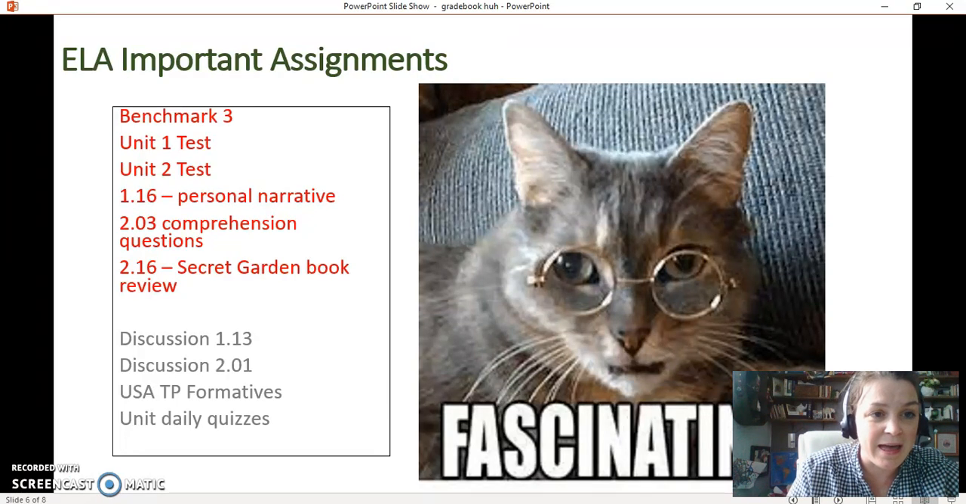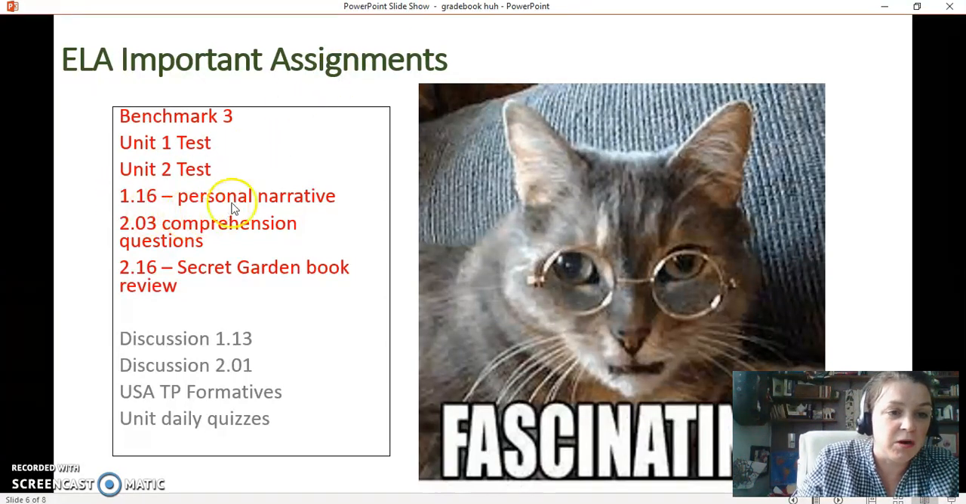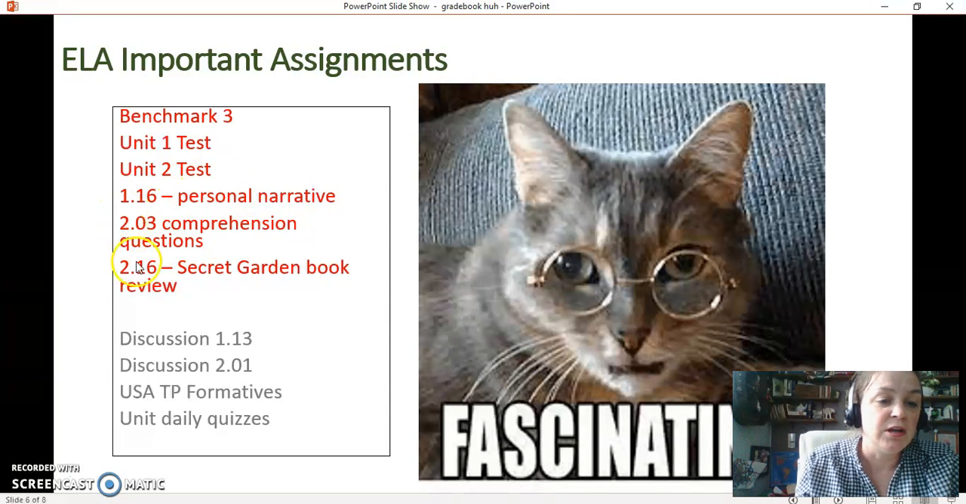The last one that we had that was really big, you should all have completed because it's just going to be awesome help for you. Benchmark 3, Unit 1 test, Unit 2 test. We haven't taken Unit 2 test, but Unit 1 test was completed. 1.16, that was your personal narrative. That goes in the assessment, remember? And 2.03 comprehension questions, or just 4 little questions over Secret Garden.